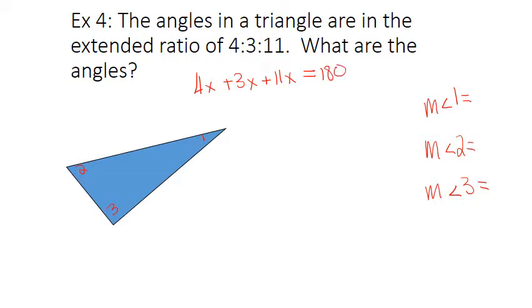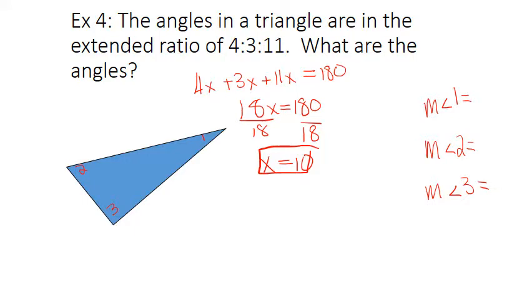So 4 plus 3 plus 11 gives me 18x equal to 180. So if we divide both sides by 18, x is then 10. But that wasn't my answer. We wanted to find the measure of angle 1, 2, and 3.